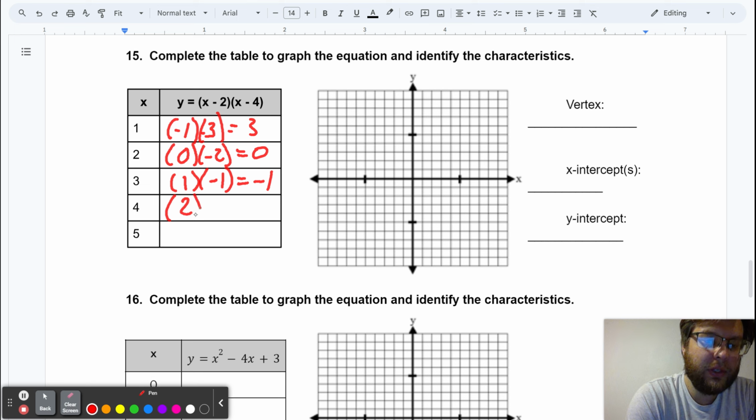4 minus 2 is 2. 4 minus 4 is 0. Multiply anything by 0, you get 0. 5 minus 2 is 3. 5 minus 4 is 1. And we get 3.